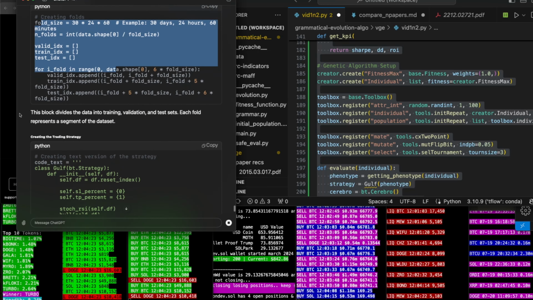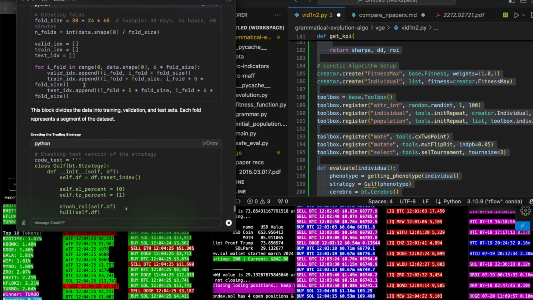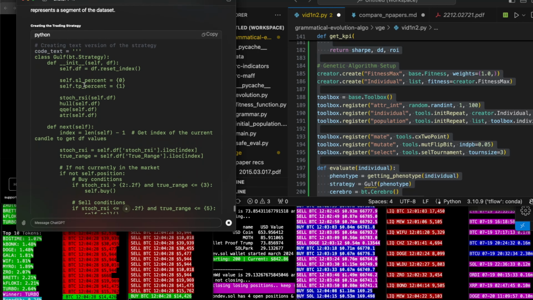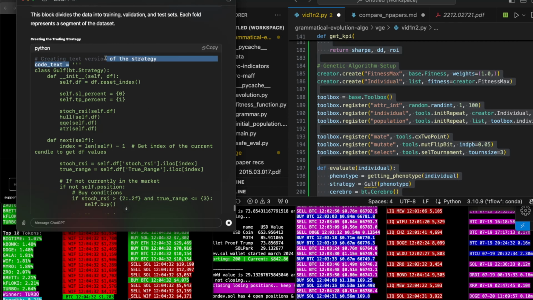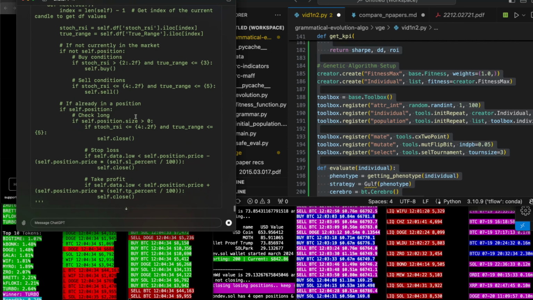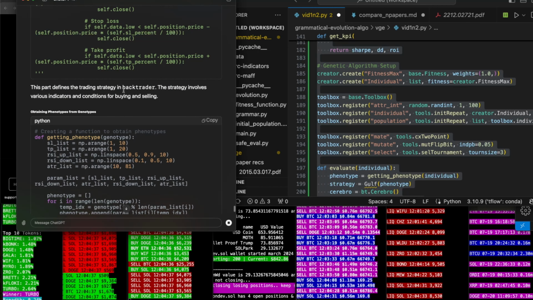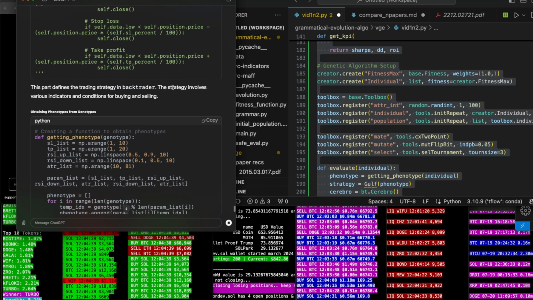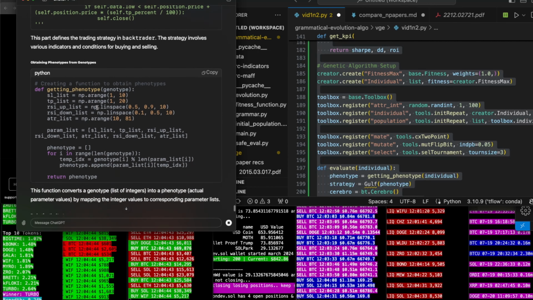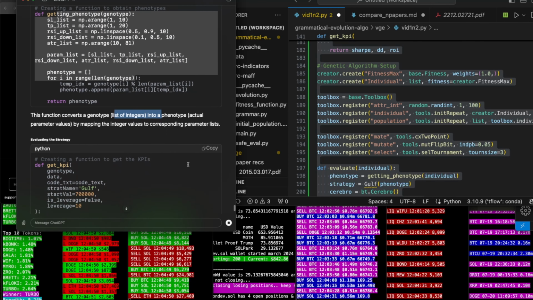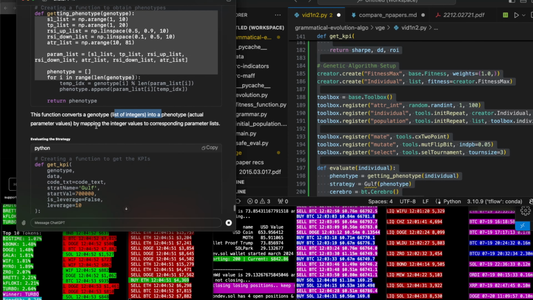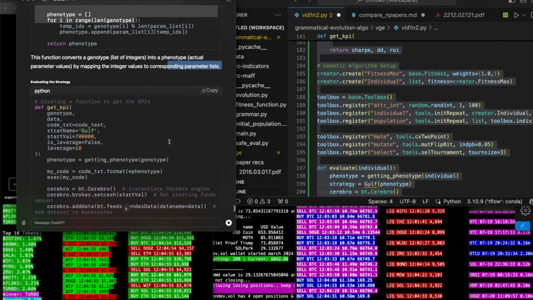This goes ahead and makes folds, so sections of the data, so we don't look at the whole data the whole time. This is the actual strategy part, and it's interesting to me that we write it in a string. It's a text version of the strategy. And then this part defines the strategy in Backtrader. The strategy involves various indicators and conditions for buying and selling. Then down here, this function converts a genotype, which is a list of integers, into a phenotype, the actual parameter values, by mapping the integer values to corresponding parameter lists.